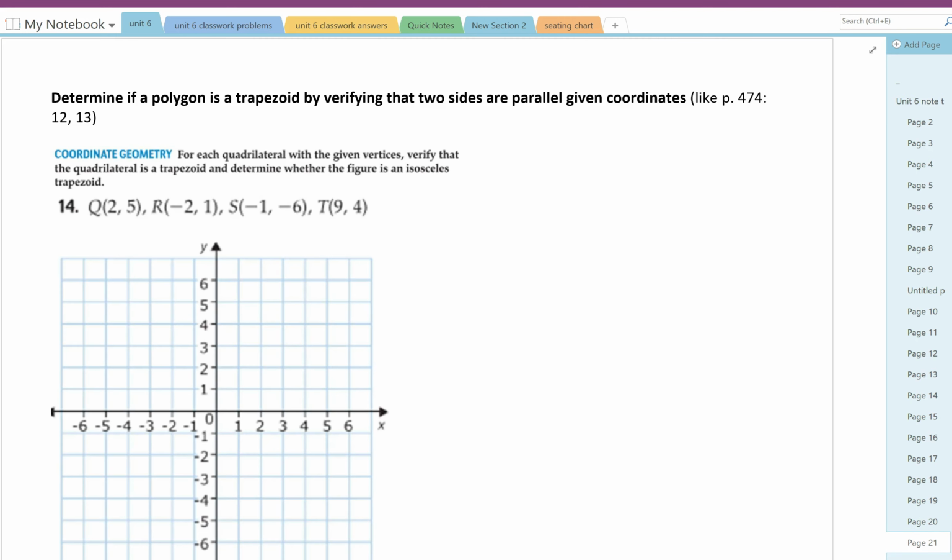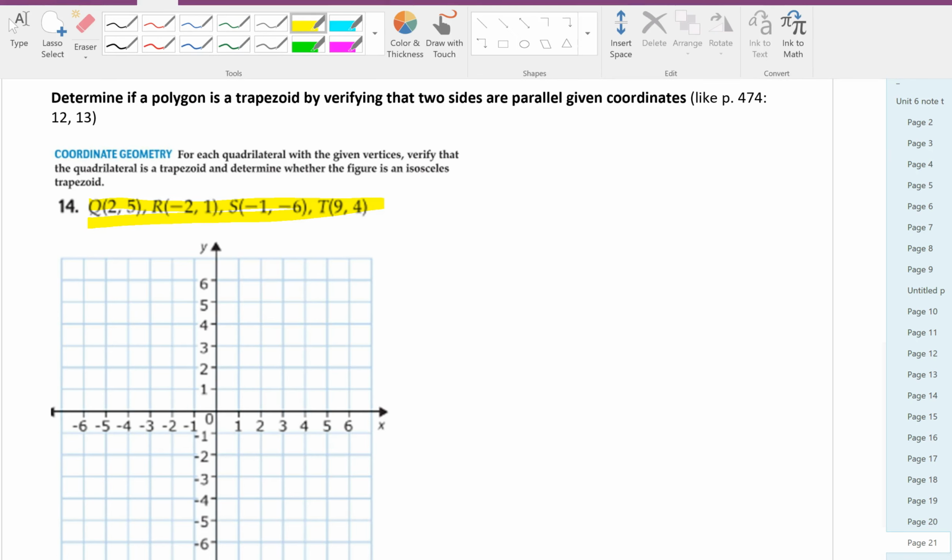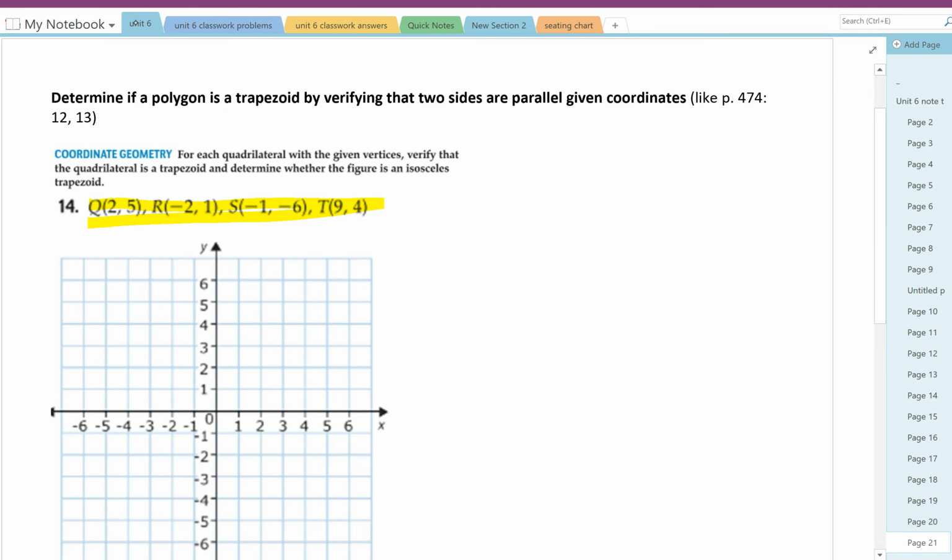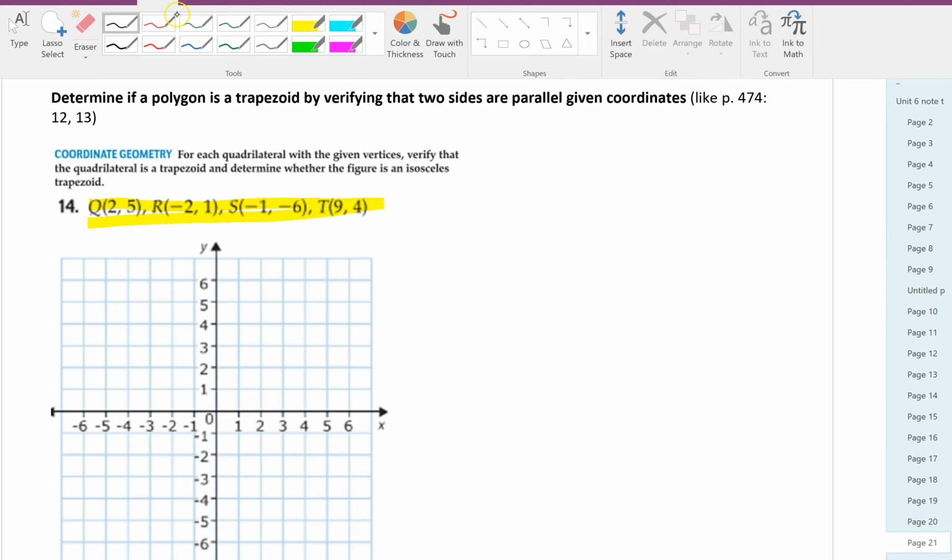All right, in this problem, I'm going to try and figure out whether these points, QRST, make a trapezoid, and if it's a trapezoid, whether it's an isosceles trapezoid or not. And so this is kind of a long, drawn-out problem, and it's really two separate questions, but I'm going to take my time on this, so please pay attention while I do it. Okay, first thing we have to do is plot the points.